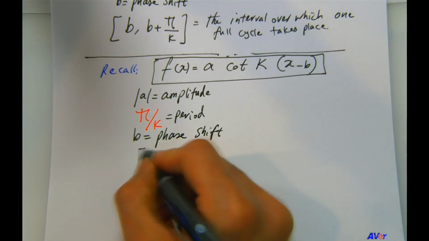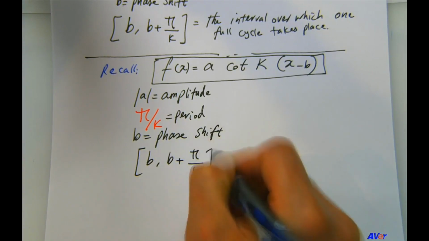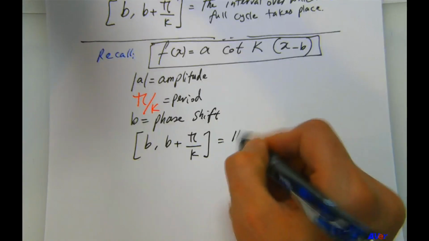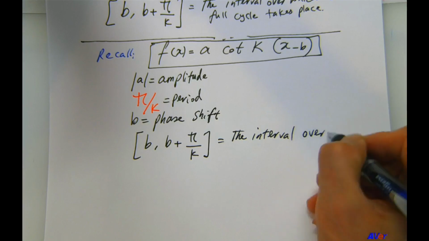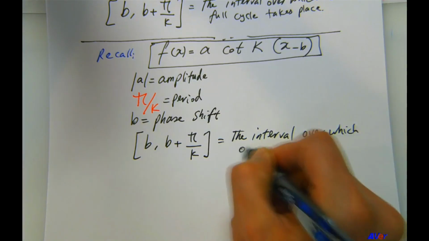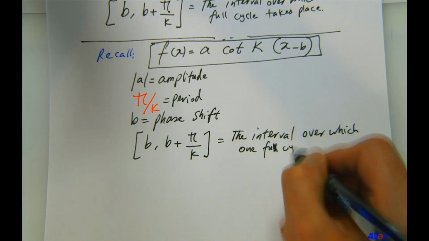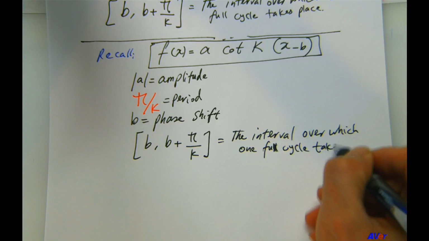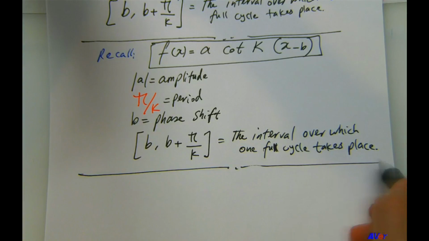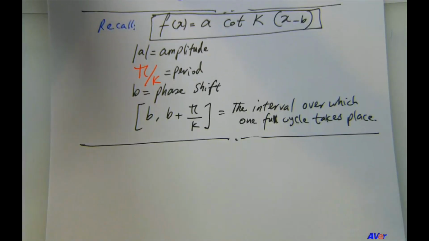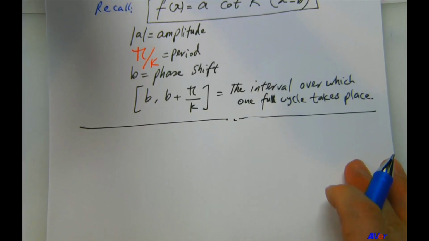And of course, the interval b comma b plus pi over k is going to be the interval over which one full cycle takes place. Okay, let's do the secant and cosecant.